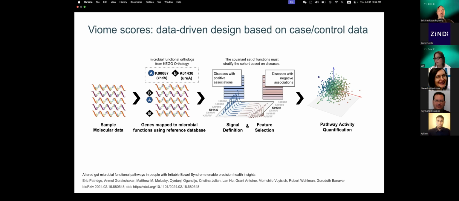So as Lan said, I'm going to talk a little bit about the functions that we see and how we analyze the data set on our end. Most of what Lan talked about is upstream from half of this image that we're looking at. The first 2 steps in this slide, sample molecular data and genes mapped to microbial functions using a reference database, are all encapsulated by what Lan was talking about. A lot of what I'm going to be talking about is what we do with those mapped functions and how we analyze them with diseases and come up with signals that we can then quantify. If you would like, I've also included a citation for a manuscript, which was accepted last week into BMC Gastroenterology. You can follow along here and then follow up afterwards and read the manuscript. So go ahead, next slide.